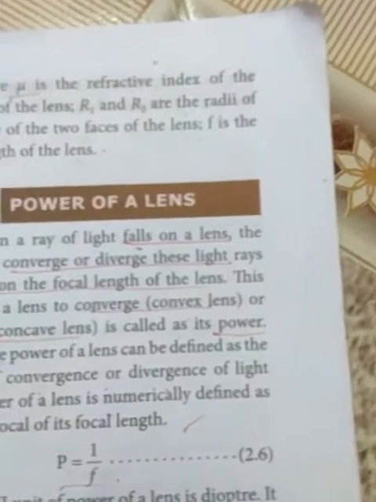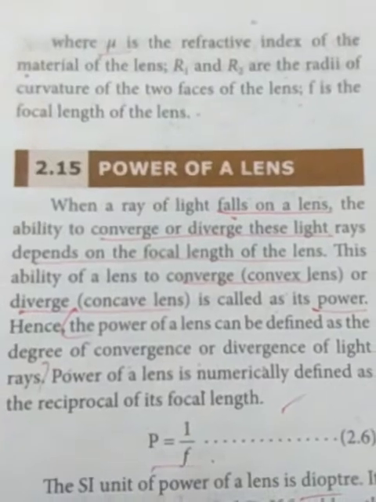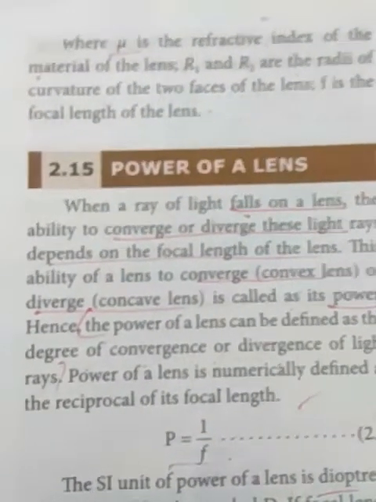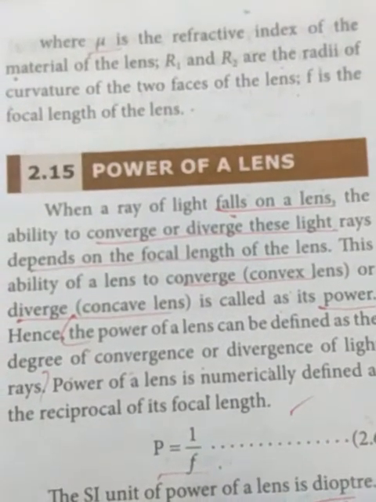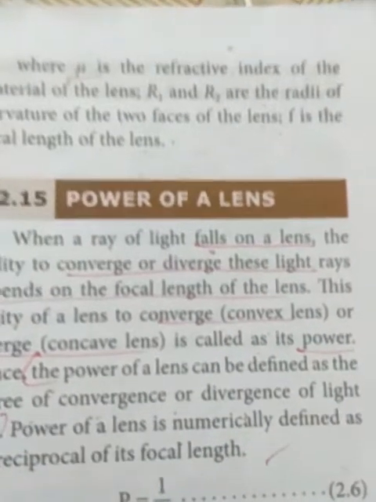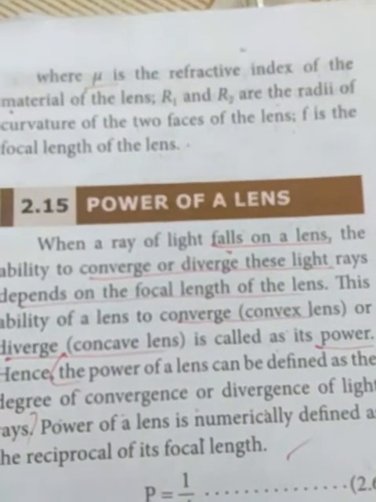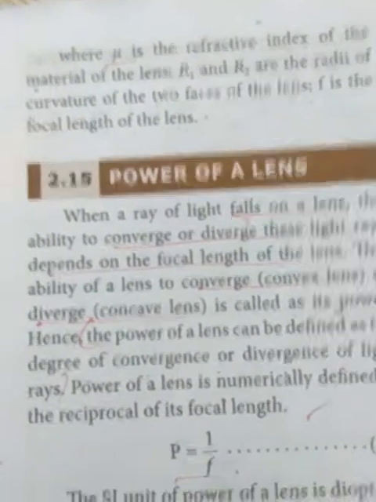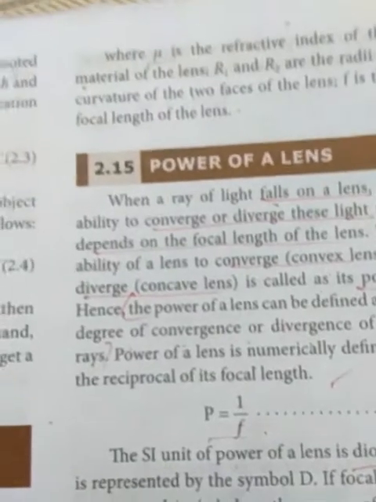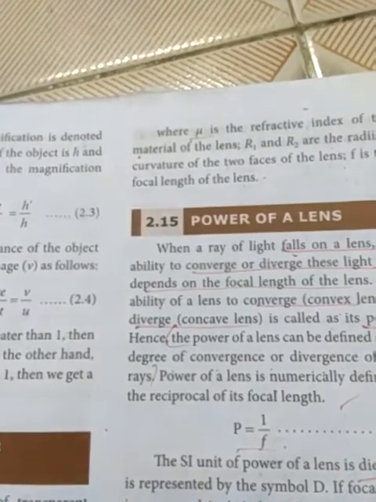Okay. So next you see power of a lens. When a ray of light falls on a lens, the ability to converge or diverge this light depends on the focal length of the lens. So power of the lens means, whenever an object produces light, that light falls on the lens. So what is that lens doing? It refracts. The beam of rays is refracted, and all the rays are joined at one point. That is convergent.